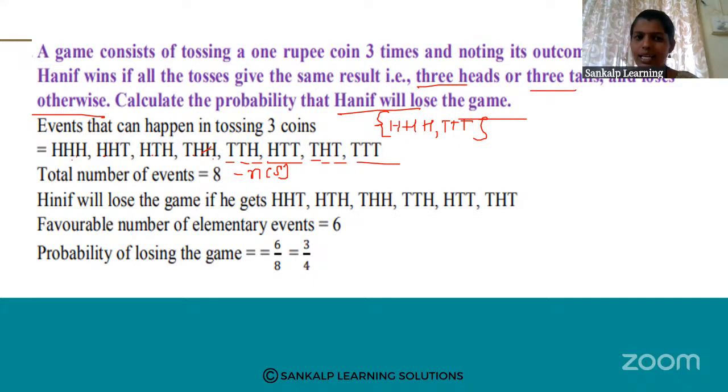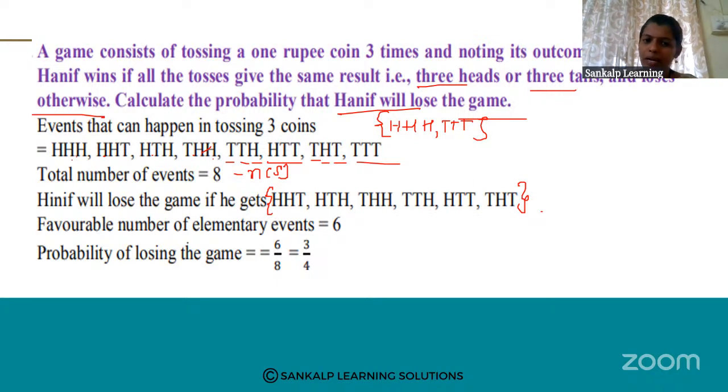But what they asked is the probability of losing the game. So Hanif loses the game when he gets head, tail, head, head and tail, head, tail, head, head, tail. So in all these cases except head, tail, Hanif will lose the game, right?